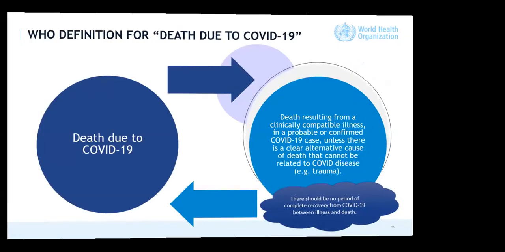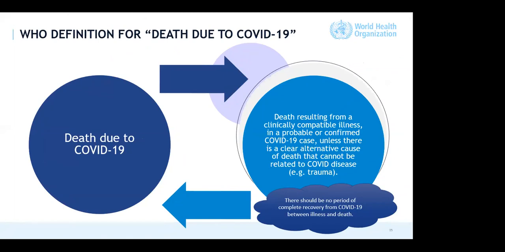So, the definition of COVID death by WHO is that it is a death resulting from a clinically compatible illness in a probable or confirmed COVID-19 case, unless there is a clear alternative cause of death that cannot be related to COVID-19, for instance, trauma. And for you to say it is a COVID death, there should be no period of complete recovery from COVID-19 between illness and death. Then that qualifies to be a COVID death.